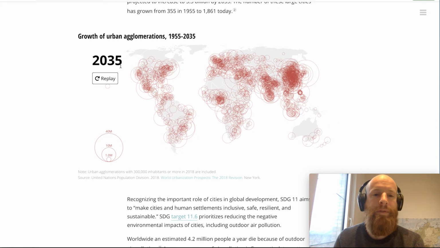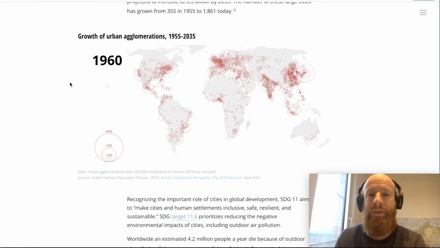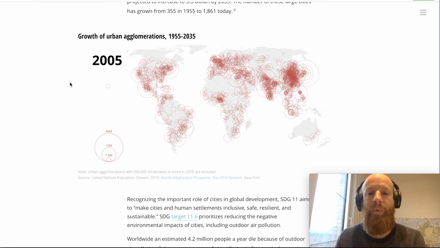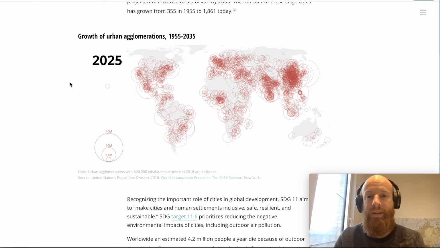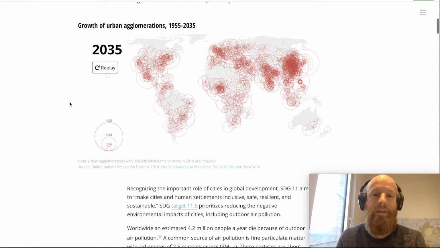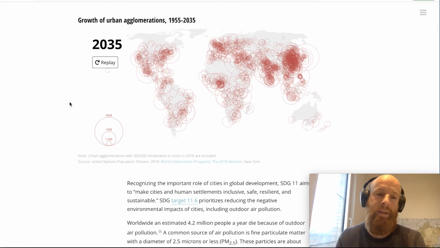The first visualization in this story is about the growth of urban agglomerations in the 1955-2035 time frame. It's just an introduction to show that cities are becoming more and more important. You can really see cities blowing up worldwide in this animation. And today we have more people living in cities than outside cities. So it's just an illustration of how important cities have become.